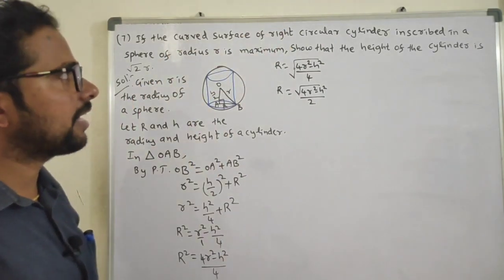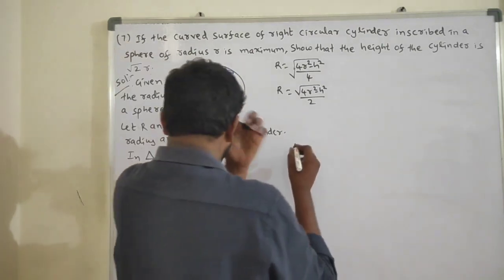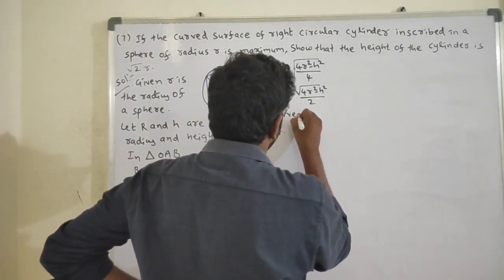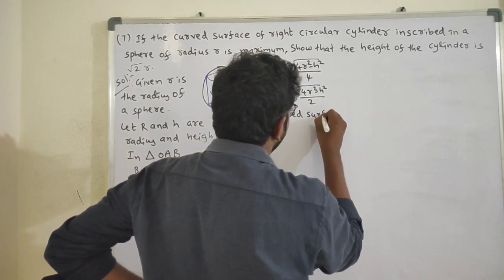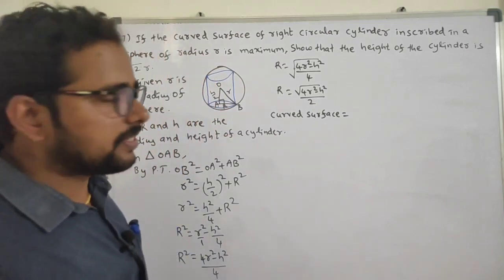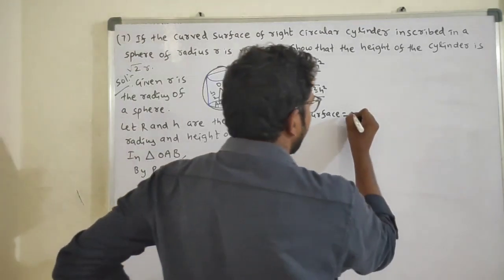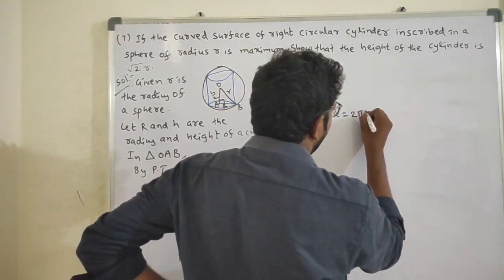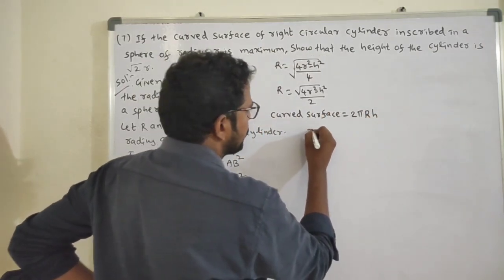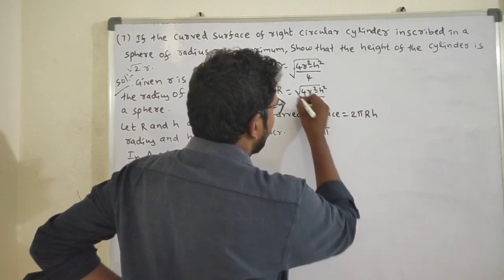In the question, curved surface is given. So CSA, curved surface area, is equal to, what is the formula? Curved surface area is equal to 2 pi RH. 2 pi, what is the radius? Radius is capital R. 2 pi RH is equal to 2 pi, what is the R value?